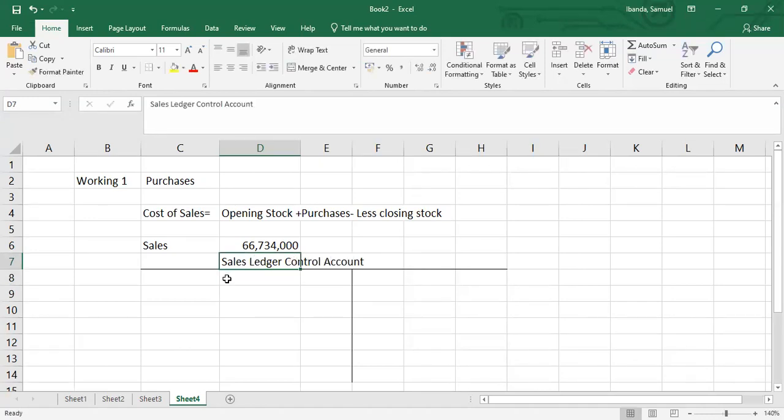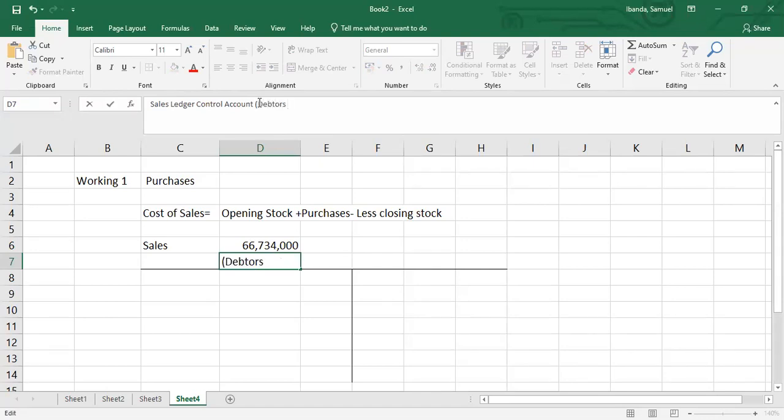Okay, the sales ledger control account. Now from your understanding of a sales ledger control account, it works more so just like the sales ledger. The control account can also be called the debtors control account. This can also be called the accounts receivable control account. The same things are related, okay? I could also just put it in brackets here for your understanding.